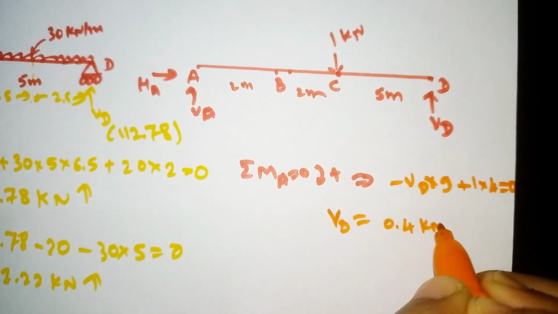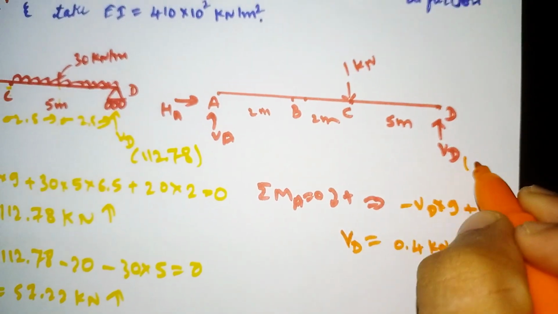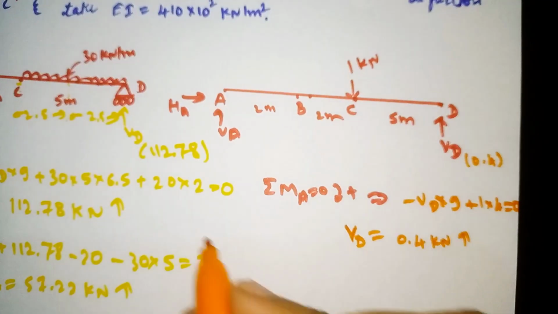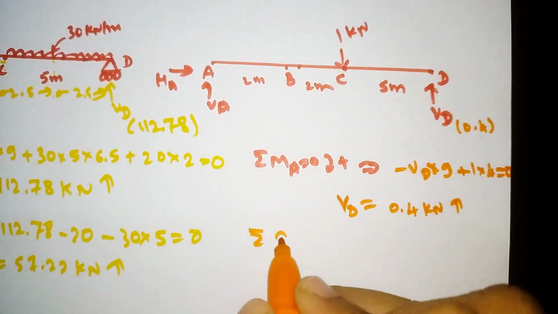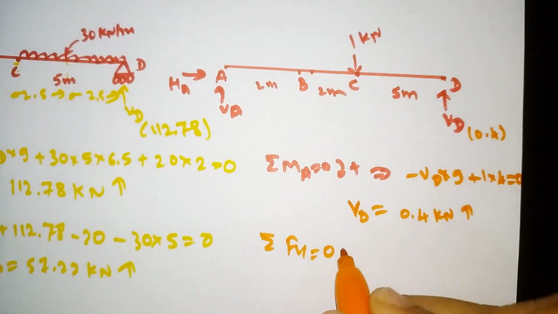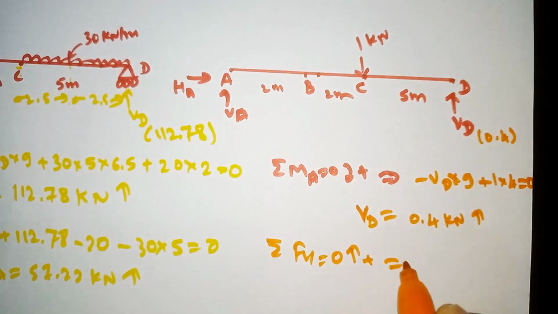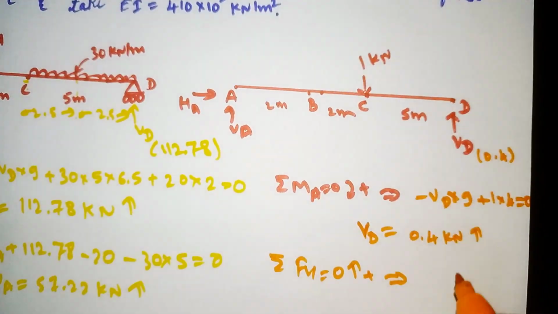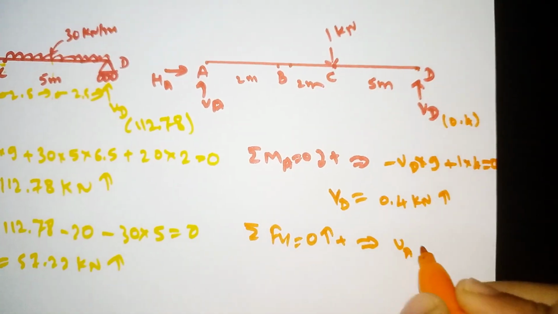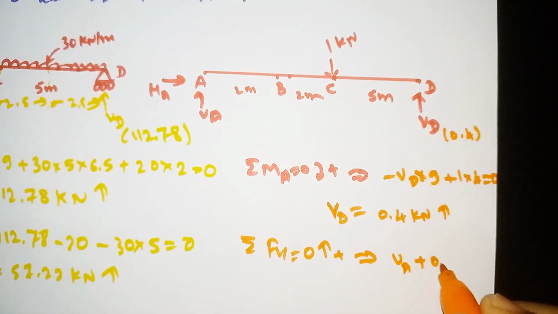0.4 kilonewton. It is also moving upward. Similarly for VA, the summation of all the vertical forces is equal to 0. We need to take upward as positive. Here VA and VD are moving upward. So the VA plus VD value we got was 0.4.